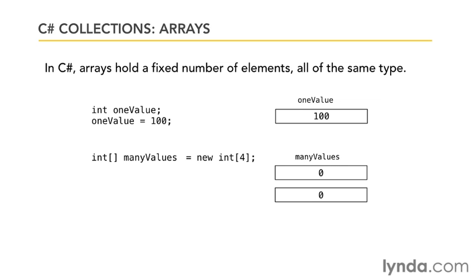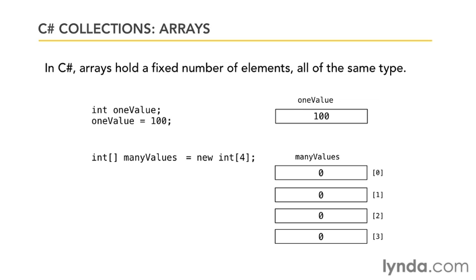And out in memory, what's going to happen is the .NET framework is going to create some space, and it's going to create a variable called many values, and there'll be 4 little boxes, all initialized to 0. The .NET framework takes care of initializing the array for you so that they're all 0. Now, arrays are 0-based indexes. So that first element of the array there is not element 1, it's actually element 0. And it counts up from 0 up to 3. So there's 4 elements, but it goes from 0 to 3.